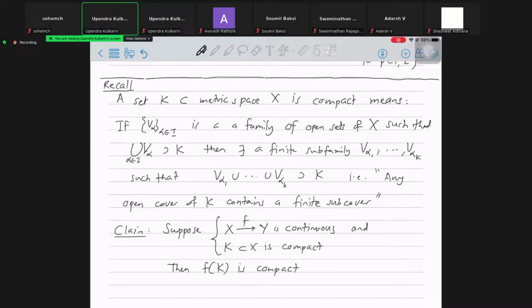All right. By the way, f of K is a subset of Y. But we also saw that compactness of a subset, when considered as a metric space in itself or as a subset of some larger metric space, both amount to the same thing. So f of K is compact. All right, let's prove this.